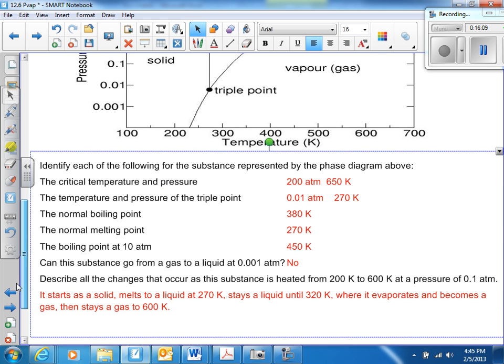And the last thing, describe all the changes that occur as you heat from 200 to 600 at a pressure of 0.1 atmospheres. So you're at 0.1 atmospheres, and you come over, you stay a solid till about 270, at which point you go from a solid to a liquid, called melting, and then you stay a liquid, and then you boil or evaporate at about 320-ish, and then you stay a gas.